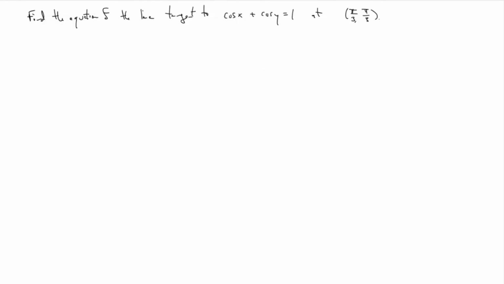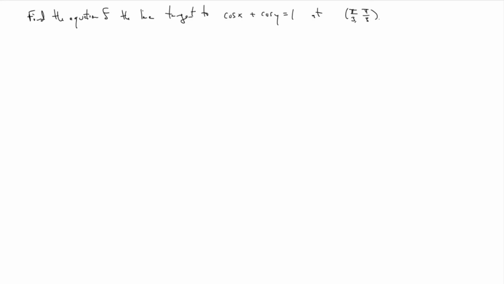Okay, let's do one more just for fun. We'll find the equation of the line tangent to the curve cosine x plus cosine y equals 1 at the point pi over 3, pi over 3. So first of all, you should convince yourself that that point really is on this curve. If you plug in x and y both equal to pi over 3, well, cosine pi over 3 is a half, so this is a half plus a half is equal to 1. And so that point does satisfy this equation, and so it is on the curve.